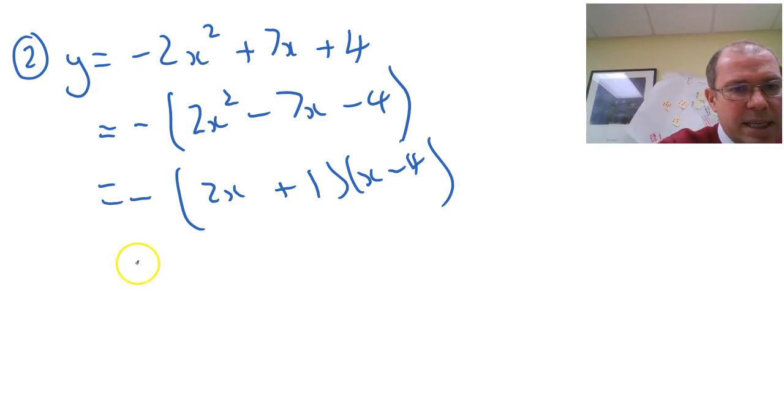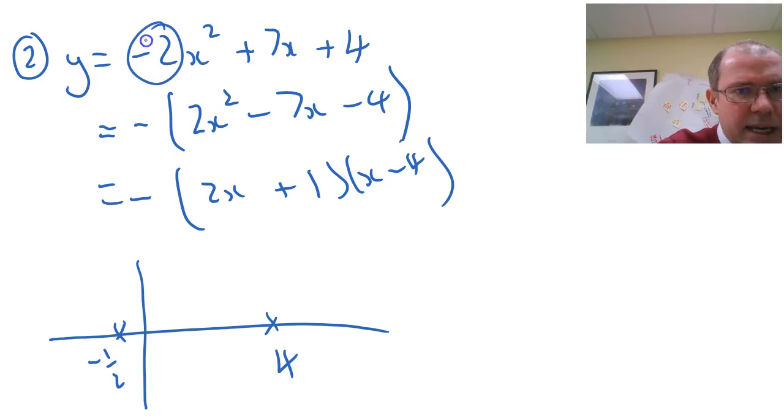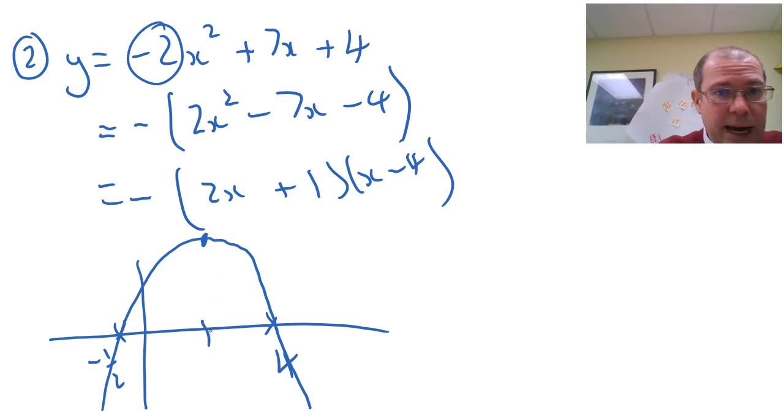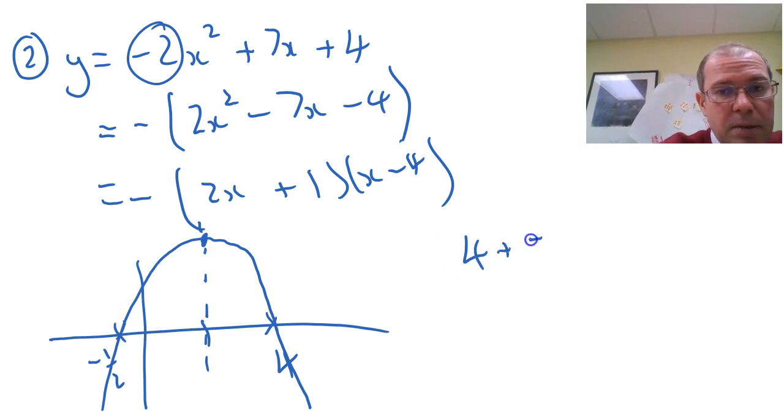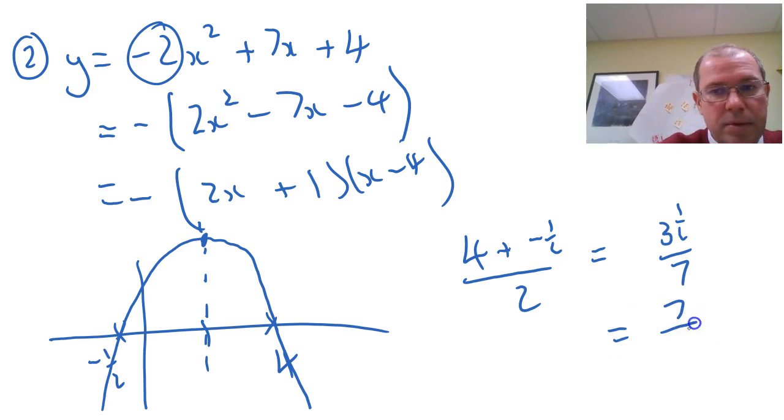So now let's do a quick sketch of this. We know it's got zeros at minus a half, and the other 0 is at 4. And we know, as we discussed earlier, because a is negative 2, that it has a maximum, so it comes up like that and down, and there's its maximum. So the maximum value has to happen on the line of symmetry, which is halfway between the 2 x-intercepts. So if we just add 4, add minus a half, and divide by 2, then I get 3.5 divided by 2, which is obviously 7 over 4.